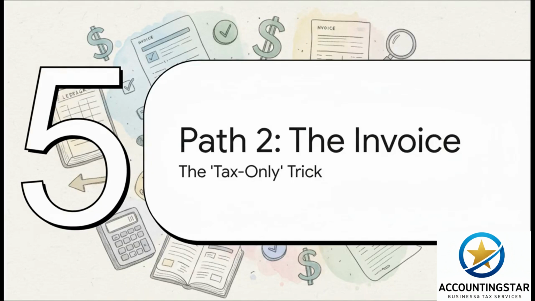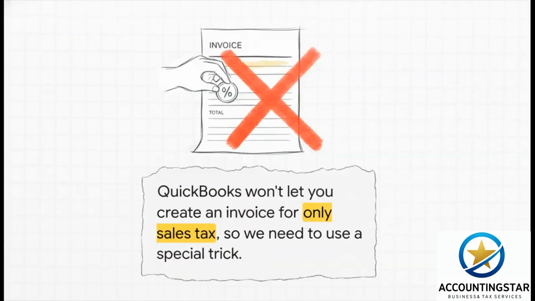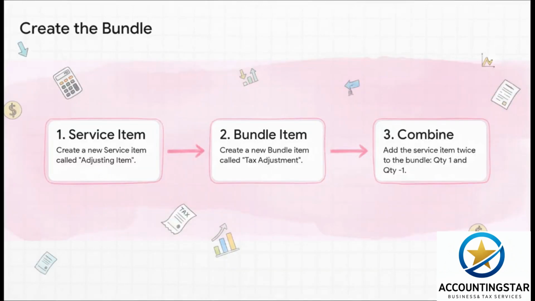All right, on to path two. This is what you do when you can go back and bill your customer for that missing tax. And it's a really clever trick to get around a specific limitation in QuickBooks. So, you'd think you could just send an invoice for, say, $5 of tax, right? Nope. QuickBooks is built to calculate tax based on a product or a service line item. It just won't let you create an invoice that is only for sales tax, and that's exactly why we need this little workaround.